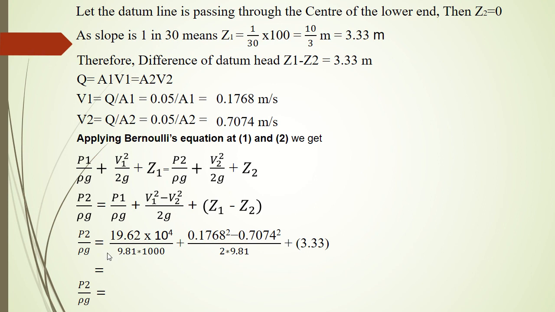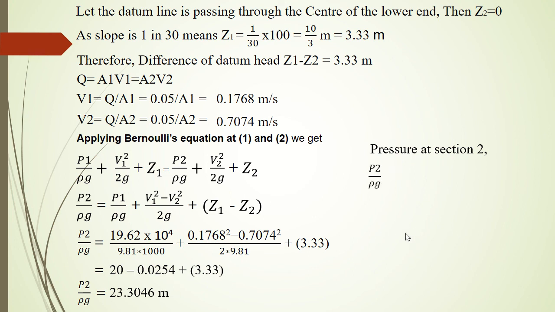So it is going to be P1 by rho g plus V1 square minus V2 square by 2g plus Z1 minus Z2. Okay, so I'll substitute the value of P1, that is 19.62 into 10 raised to 4 divided by rho g, where rho is 1000 and g is 9.81, plus the V1 and V2 terms, and Z1 minus Z2 is 3.3. So if you calculate, this term is P2 by rho g. The pressure head at section 2 is 23.3046 meters.